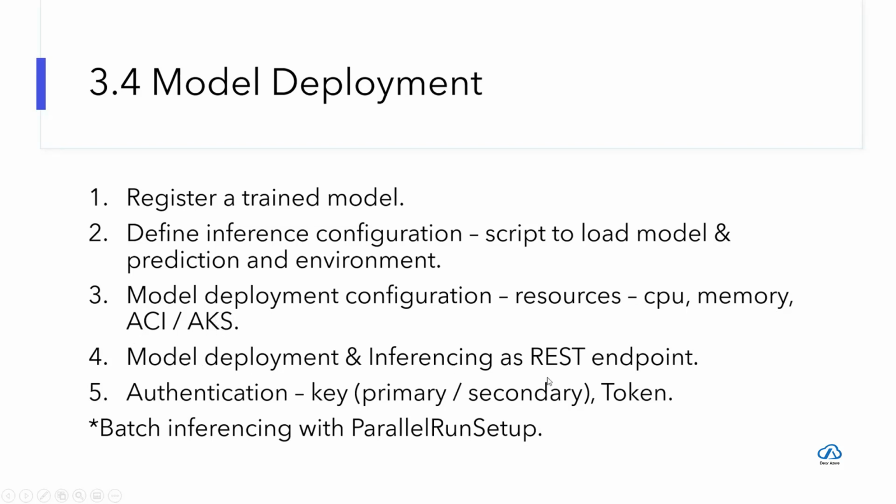When you deploy it, it will be deployed for inferencing as a RESTful endpoint. And to use that RESTful endpoint, there are some authentication options available, which are primary and secondary keys, or some kind of 10-minute token that you can also use. It is for single requests and responses. If you want to use it for batch, you have the option of batch inferencing with parallel run setup. The same approach, you just add the parallel run setup.